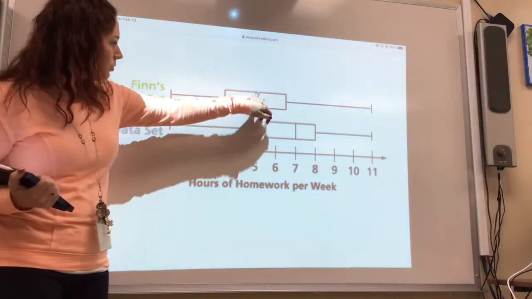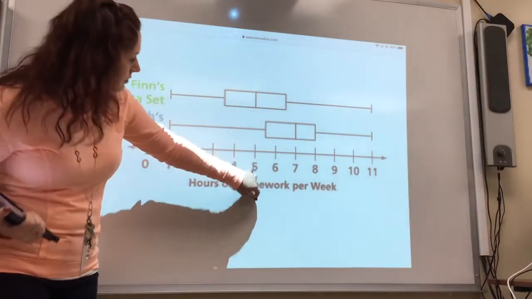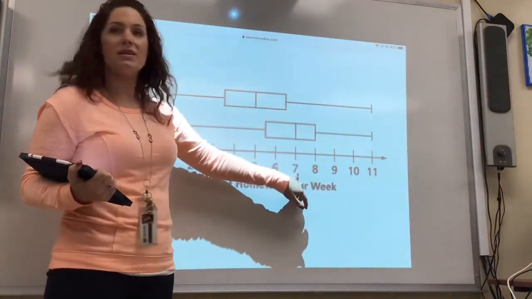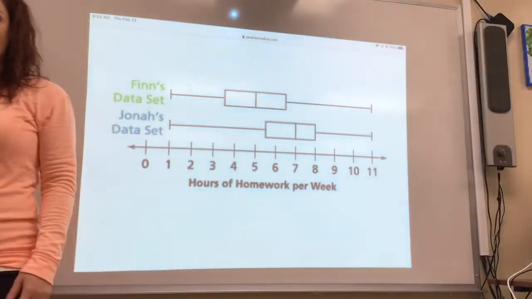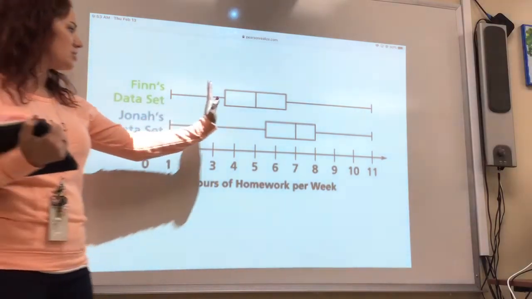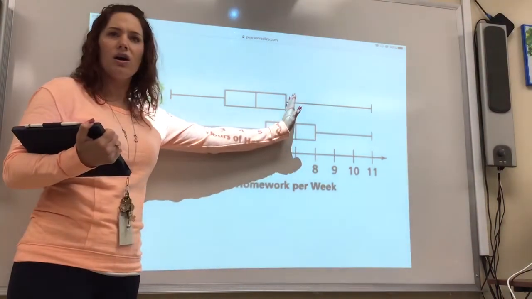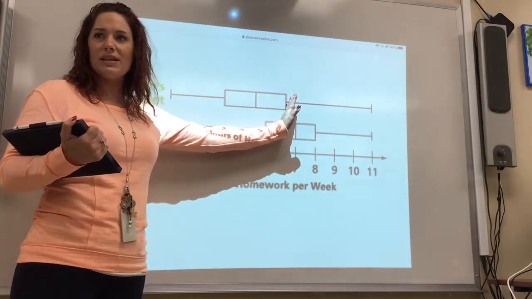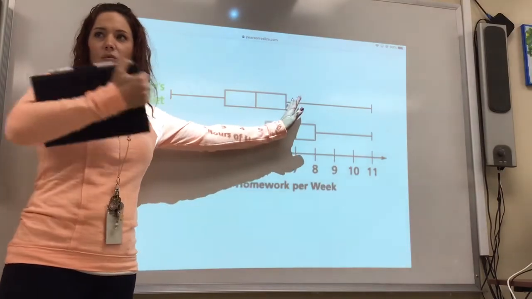The median here was 5. The median here was 7. Okay, so the median is higher. Also, the box itself is higher. Do you guys remember? I think we talked about it. Range is how far from beginning to end, right? Do you remember what it's called when it's just from here to here? I'm pretty sure we did that vocabulary. It's something range.